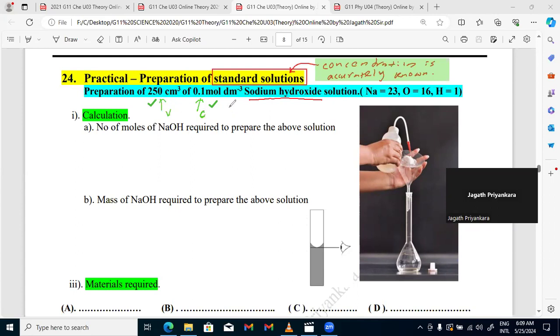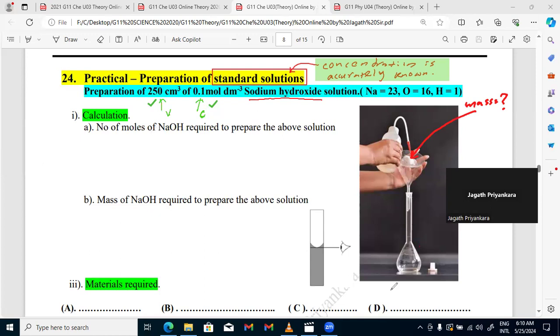To prepare this solution, we have to find what mass of NaOH should be dissolved here. How many grams of NaOH? What is the NaOH mass that must be dissolved in the 250 volumetric flask to prepare this solution? Right. We know the concentration. What is the volume? It's 250.